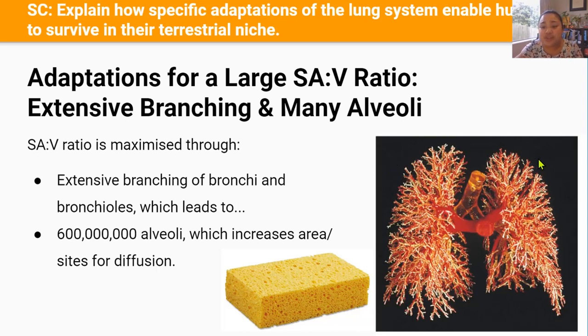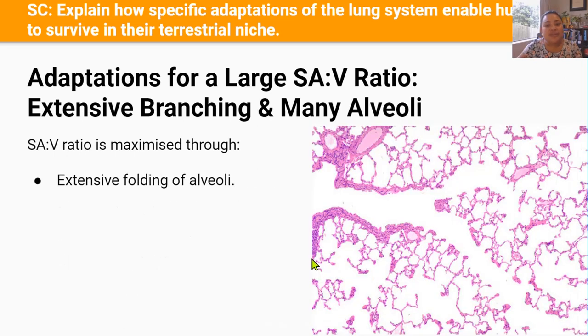This picture here shows the extensive branching of the airways, the bronchioles. And this picture here is obviously a sponge, but this is here to represent the many folds, the extensive folding of alveoli that make up the lungs. So this is an actual picture of your lungs, and these sacs here, air-filled sacs, are your alveoli. Can you see how there's extensive folding of the specialized respiratory surface? Because of this extensive folding, hundreds of millions of alveoli are formed, which maximizes the surface area to volume ratio.